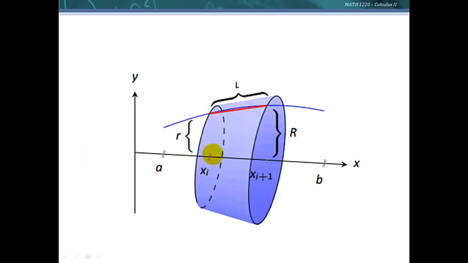So we're going to just do some representative band on the ith interval. So we have x sub i and x sub i plus 1. Here is the edge. The curve is this blue. Our little approximating line segment L is here in red.